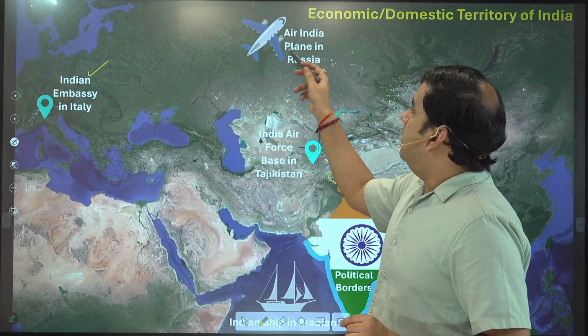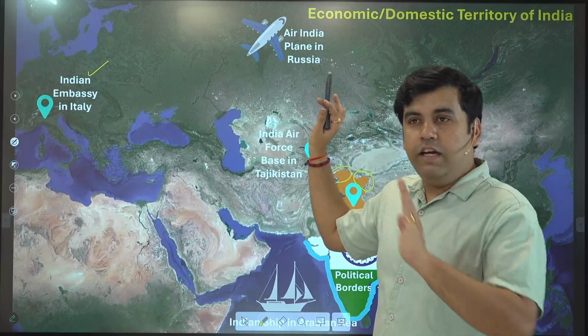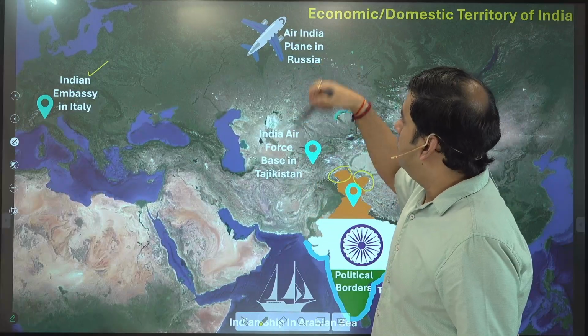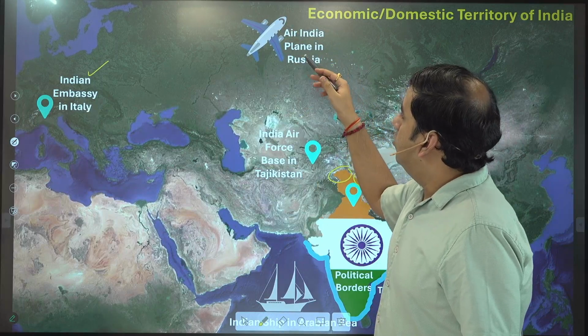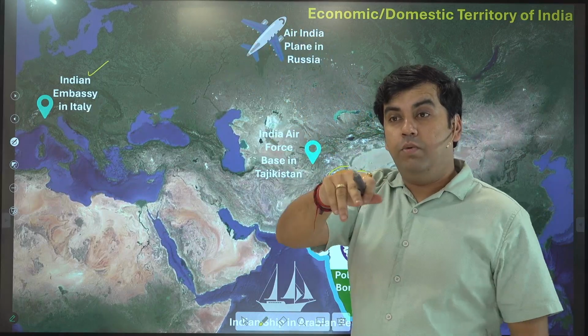Indian Air India plane in Russia, thankfully it can fly. So it flew from India and went all the way to Russia. So this plane is India's property. That's why I told you.